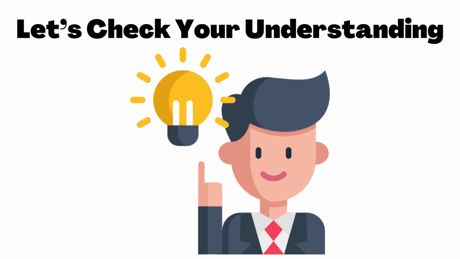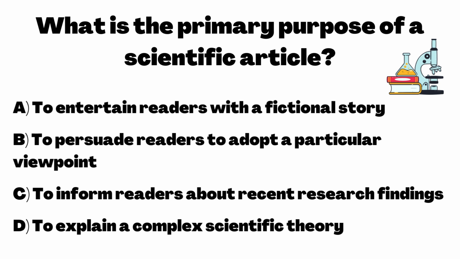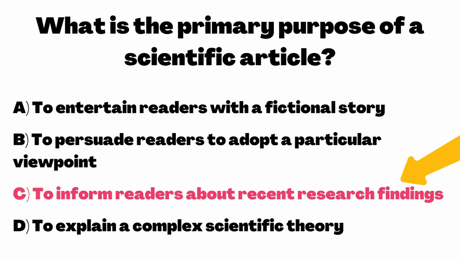Let's check your understanding. What is the primary purpose of a scientific article? A. To entertain readers with a fictional story. B. To persuade readers to adopt a particular viewpoint. C. To inform readers about recent research findings. D. To explain a complex scientific theory. The correct response is C. To inform readers about recent research findings.